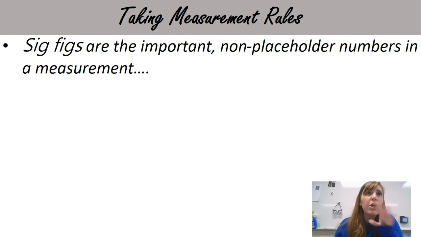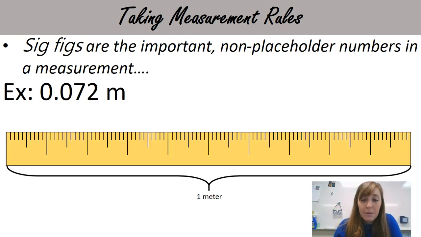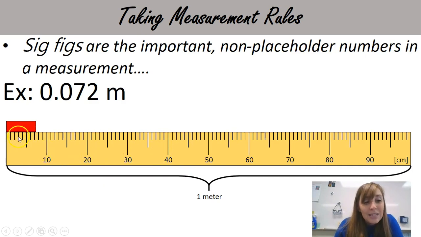So let's start with sig figs are important non-placeholder numbers in a measurement. All right, so we're going to go back right now to metric conversions, which we've already done. So this measurement, 0.072 meters, we can all agree that this is a meter stick. And it would be about this big, right? It is just under a tenth, so it is just over 7, a little bit more here. So if I put in my centimeters now, measurements, I can clearly see that this is 7.2 centimeters. These are the exact same measurement.